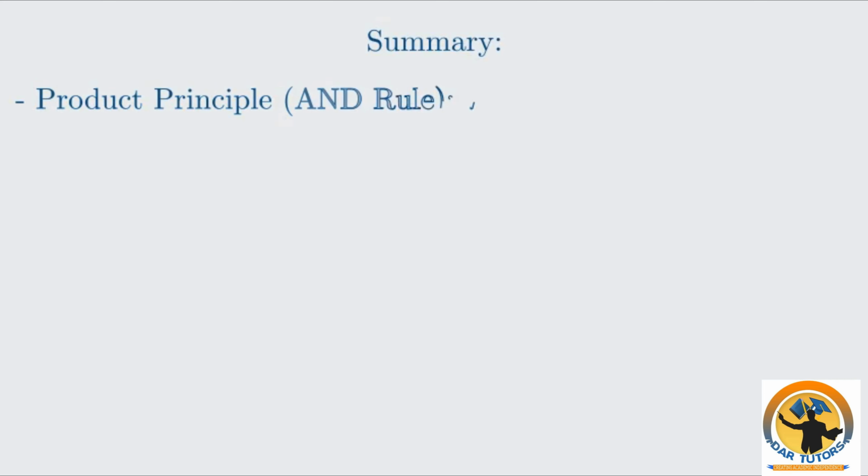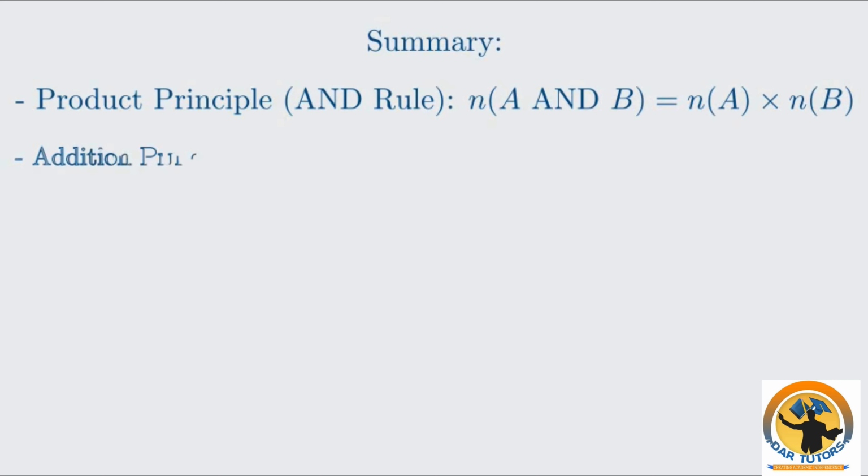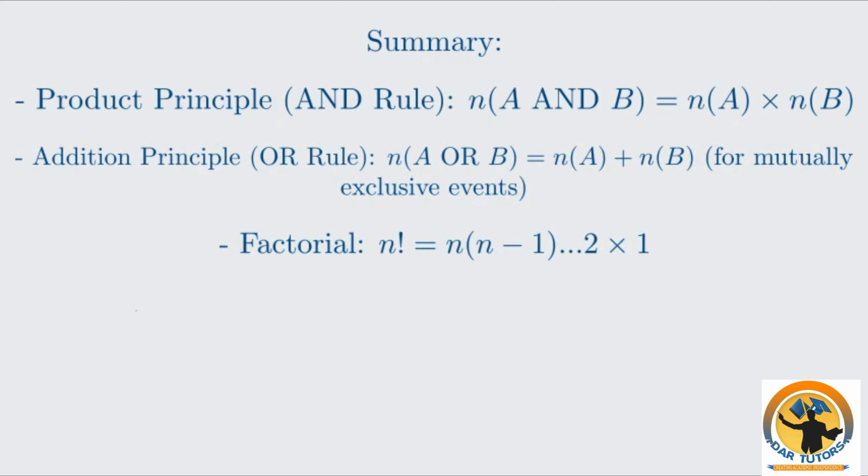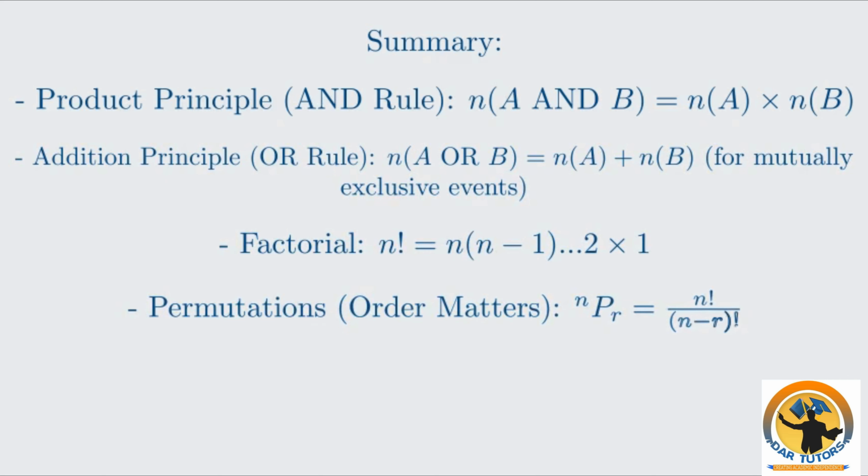Let's quickly summarize the key concepts we've covered today. We started with the product principle, or the AND rule, which tells us to multiply the number of options when we make multiple choices. We then learned the addition principle, or the OR rule, which tells us to add the number of options for mutually exclusive choices. We introduced the factorial function, n factorial, which is the product of integers from n down to 1. This is used to count permutations, where order matters. The number of permutations of r objects from n is nPr.